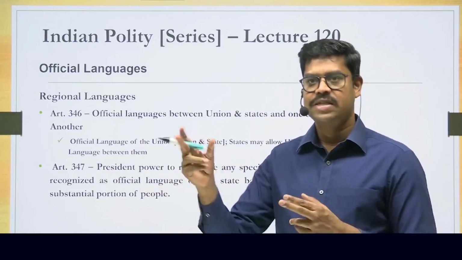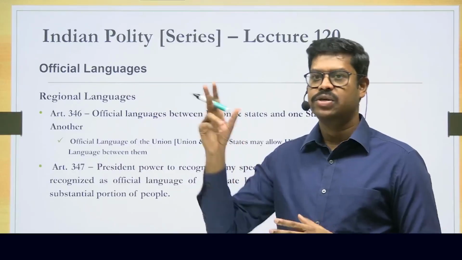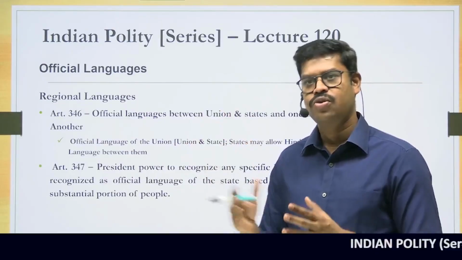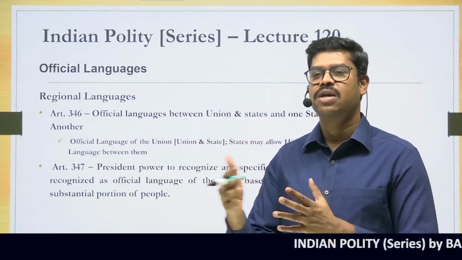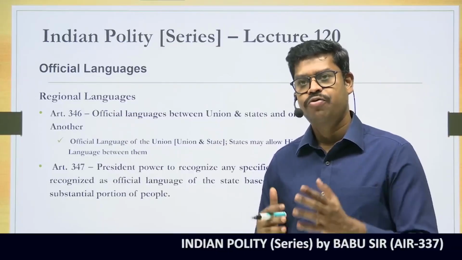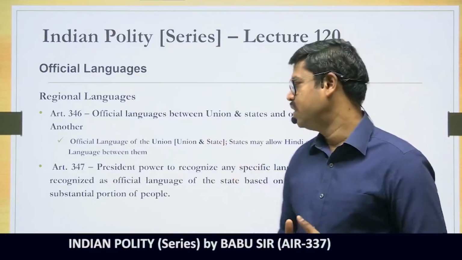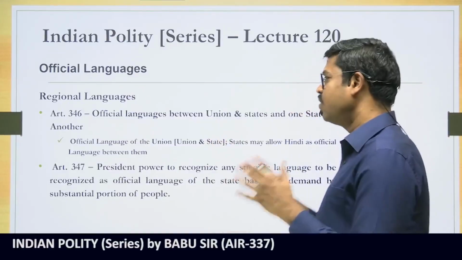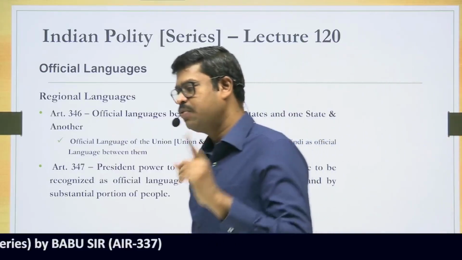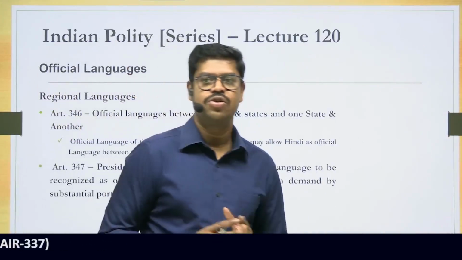However, between the center and the state, it is English that would continue to be the official language, because the Official Languages Act recognizes English to be an official language of the union. Normally that is used, especially in the context that there are many states which do not have Hindi as the official language. So normally the preferred language between the union and the states is the English language. Now the most important thing apart from all those things is who is supposed to determine the official languages of the state? It is for the state legislature to decide.